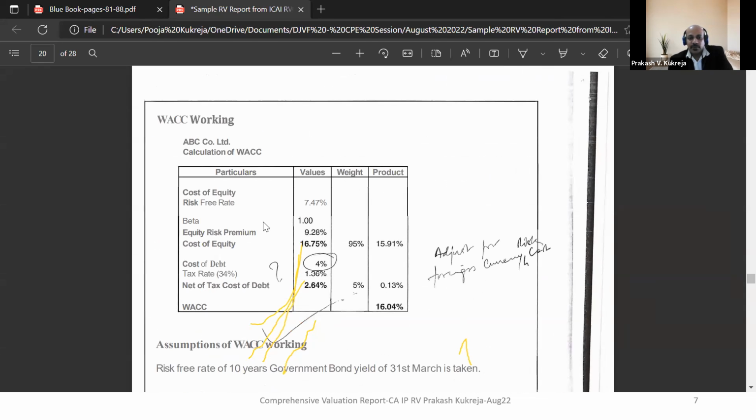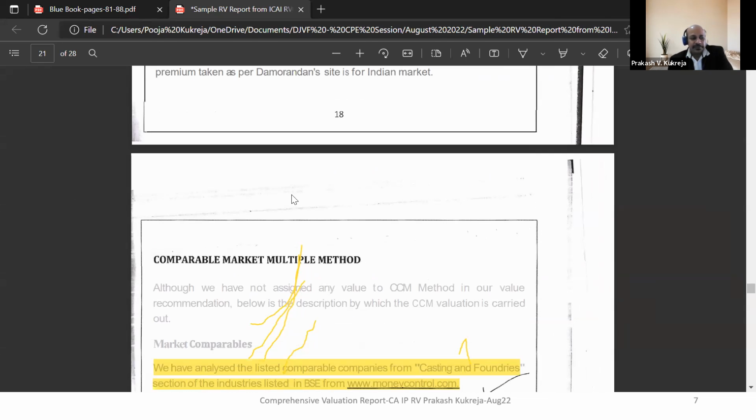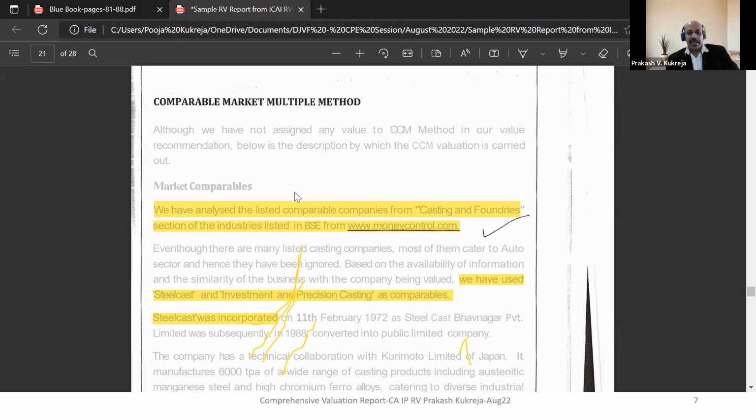Then what is the WACC working? Very, very important. How did you arrive at that? Then the comparable market multiple method. Here, as I mentioned, they have taken two different companies and the source is moneycontrol.com. You would see here that they have considered two companies, which are steel cast and precision casting.